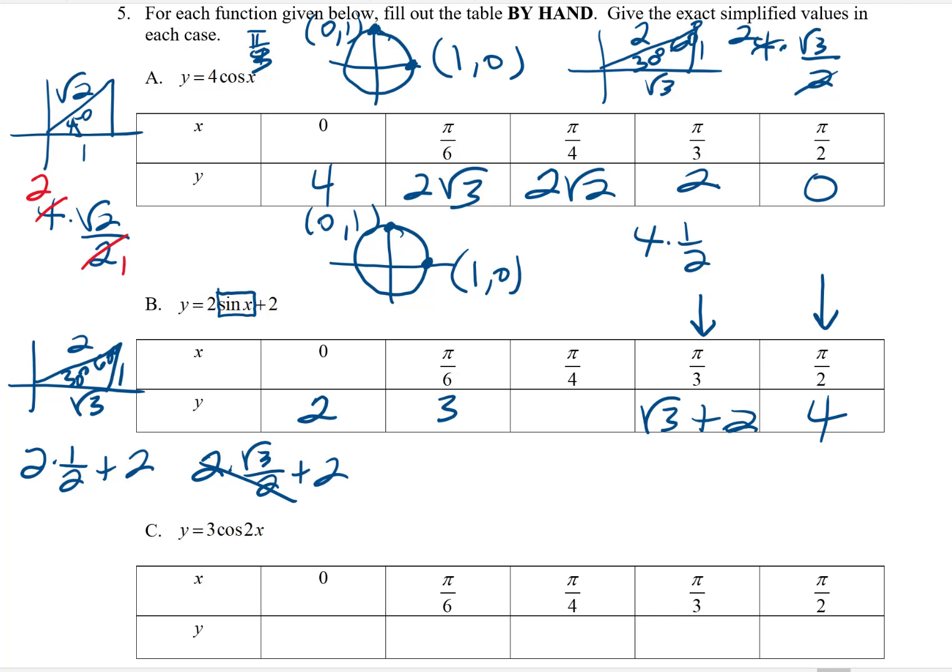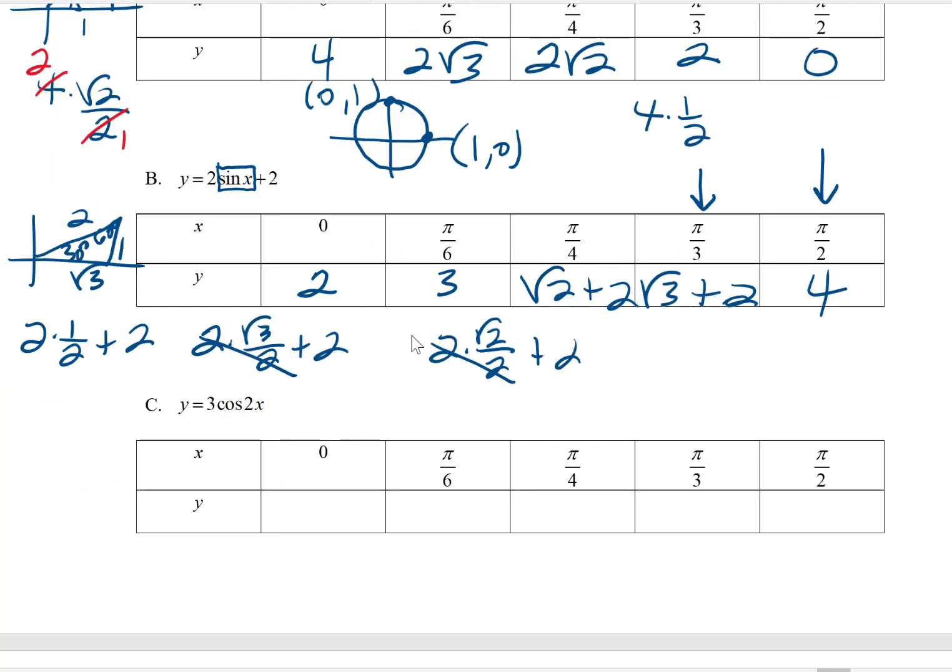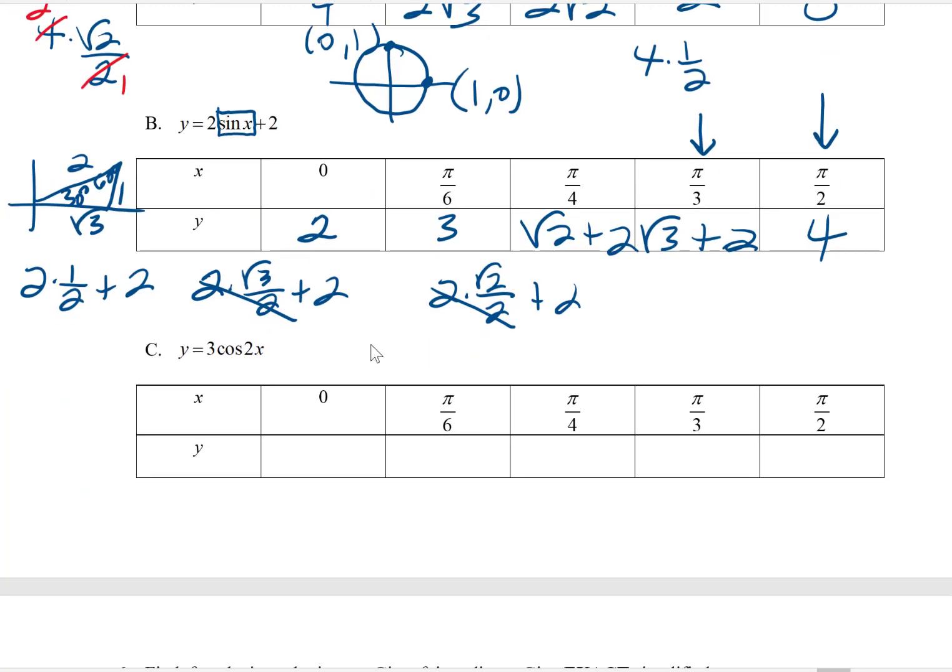And then pi over 4. Let's see, I can use this picture up here. Sine ratio is 1 over root 2 or root 2 over 2. It's going to be a similar calculation here. Those 2's are going to cancel and I'll be left with root 2 plus 2. I could get decimals if I wanted to. The direction said to give exact values. And then part C works a little bit differently.